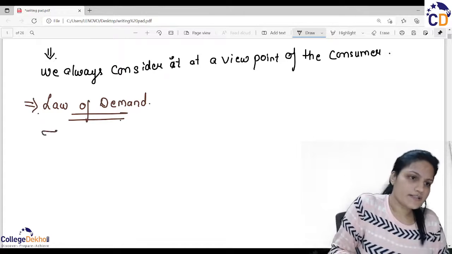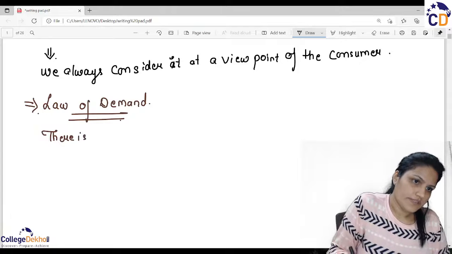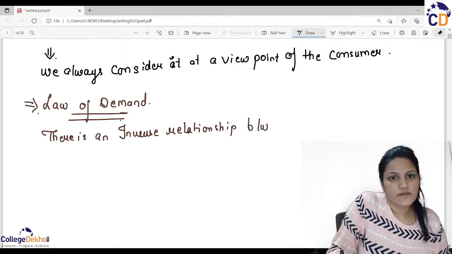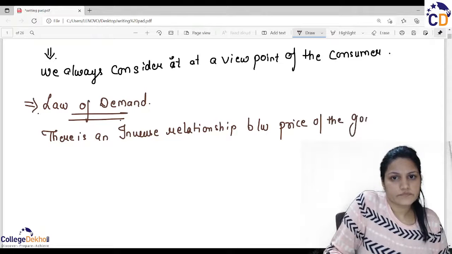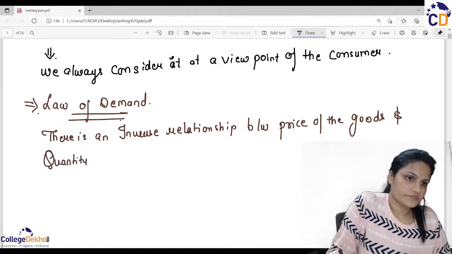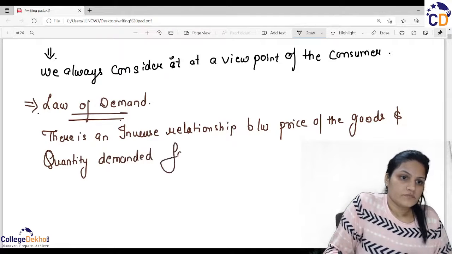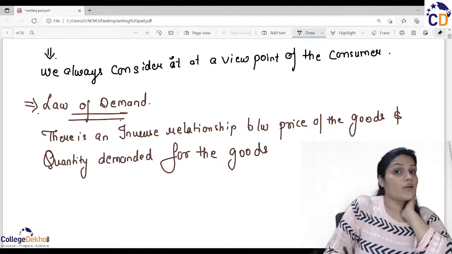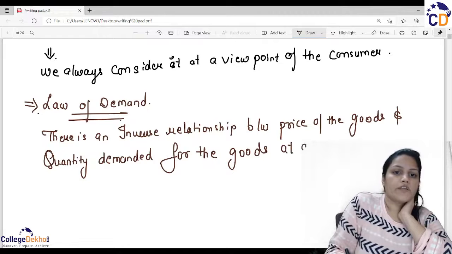So there is an inverse relationship between the price of the goods and the quantity demanded for the goods. And one important line: at a particular period of time.